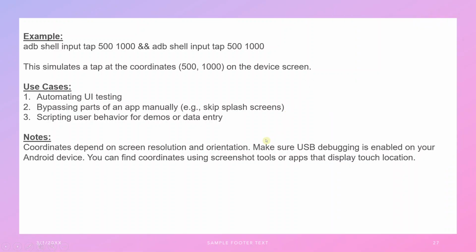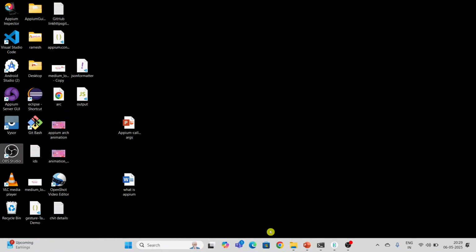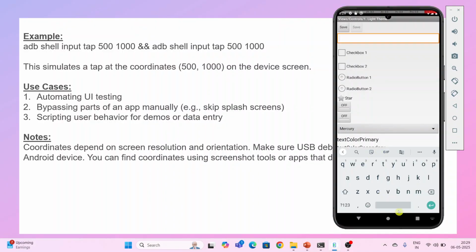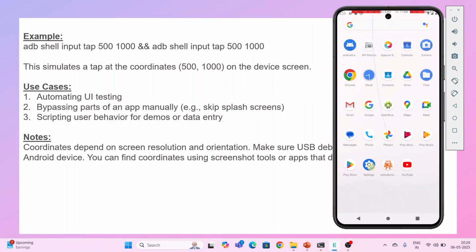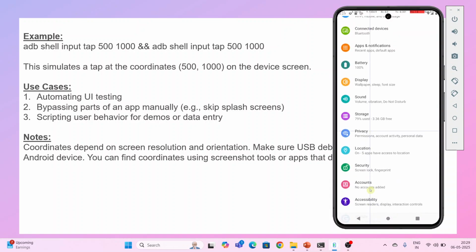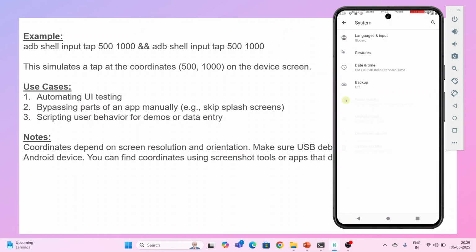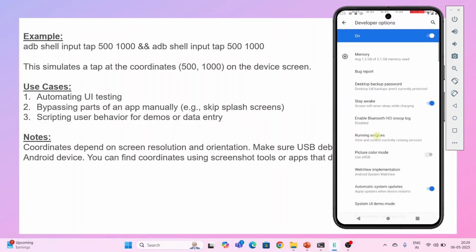Make sure that USB debugging is enabled on your Android device. This is a precondition. And you can find the coordinates by using screenshot tools or apps that display the touch location. In our case, what I did, as I told you first, I went to Settings, which is a pre-built option in our Android device. Go to System, Advanced, Developer options. As you know, to enable developer options we have to click seven times on the build number, and developer options will be enabled.